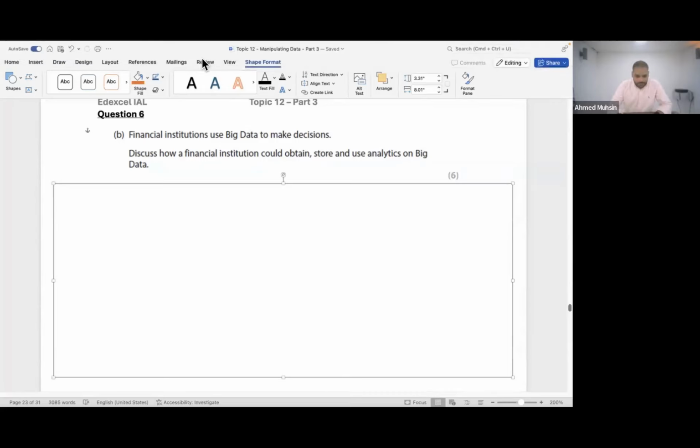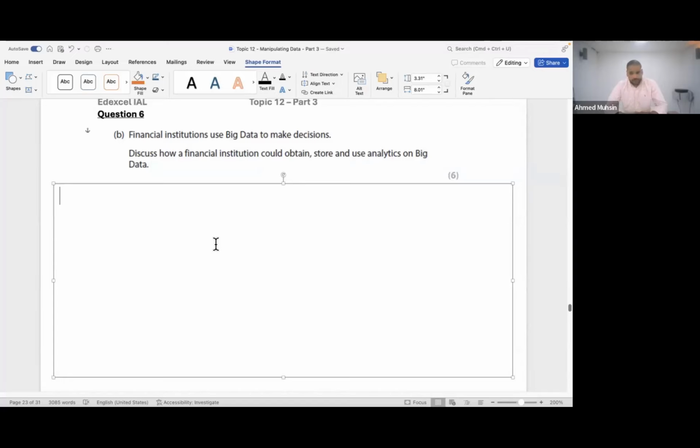So we've got an answer. Huda: social media interactions and transactions, very good. From social media interactions, you can definitely get a lot of information. What are customers interested in? What are they talking about? Then from their online transactions, you can obtain a lot of data. Anywhere else?